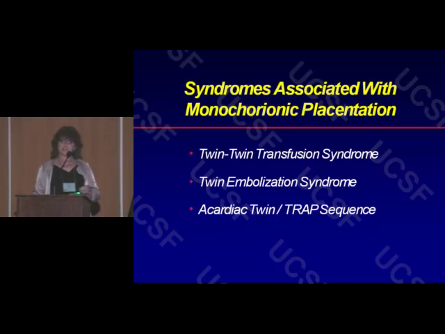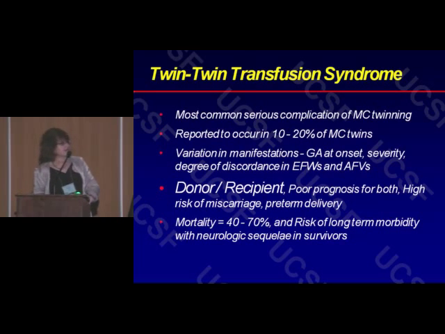Depending on how a placenta is shared and on how many of those connections, the direction of flow in those connections goes a long way to explaining what we see when we do ultrasound evaluations of monochorionic twins in utero. The syndromes in particular we're going to look for and potentially diagnose and treat are twin-twin transfusion, twin embolization syndrome, and a cardiac or TRAP sequence.